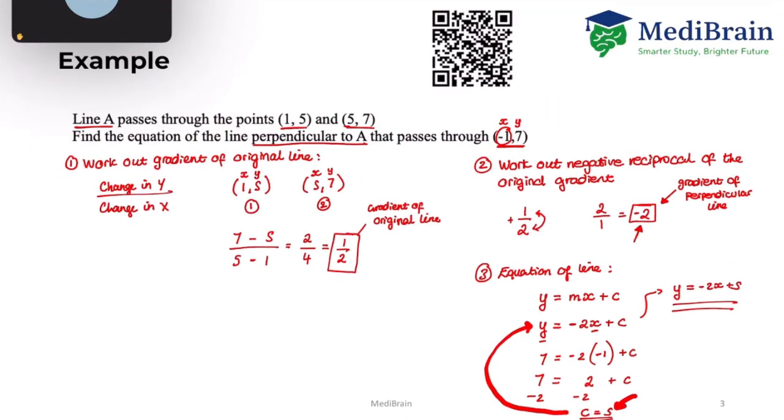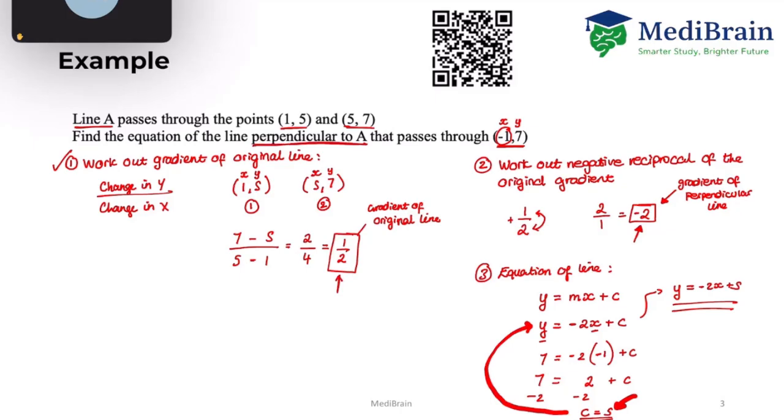Okay, so just going over it again, when you're given 2 coordinates, work out your gradient. Okay, so work out the gradient of your original line. Once you've worked out the gradient of your original line, this is your original line, you need to work out the line which is perpendicular.